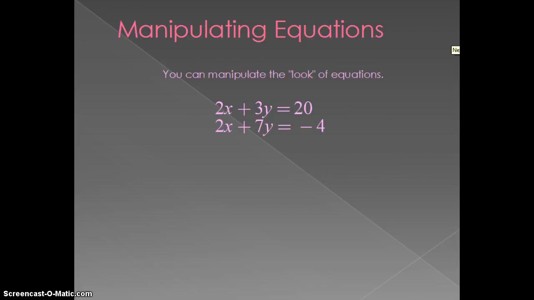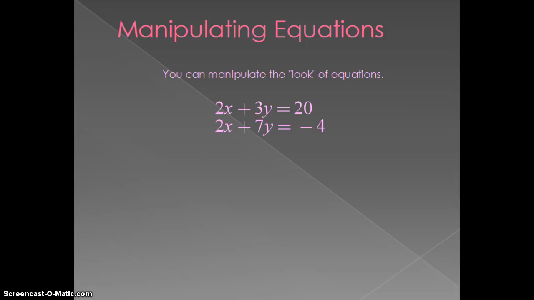Remember, we can manipulate the look of equations any way that we want. 2x plus 3y equals 20. 2x plus 7y equals -4. What's the problem here? Well, one of the problems is if we add these together, we're not going to eliminate anything. We could subtract, but then it gets a little bit ugly trying to remember what to do. So here's what I'm going to do to make our lives a little bit easier.